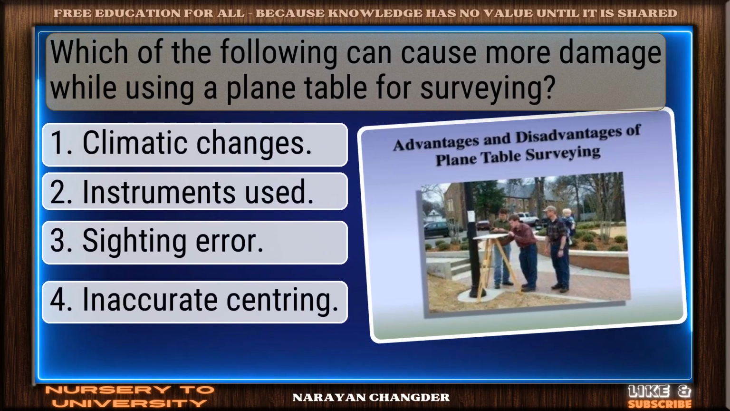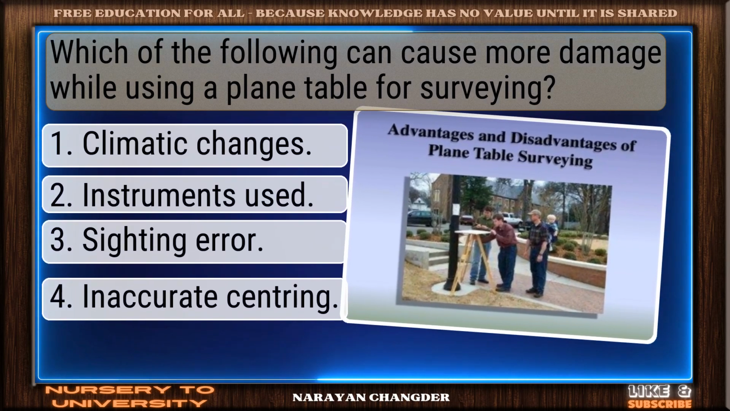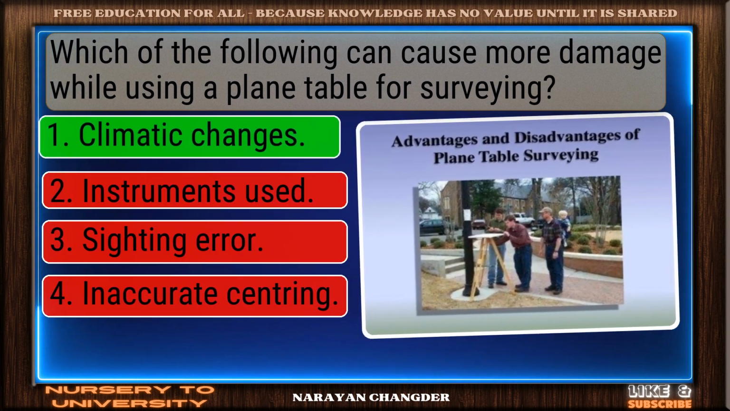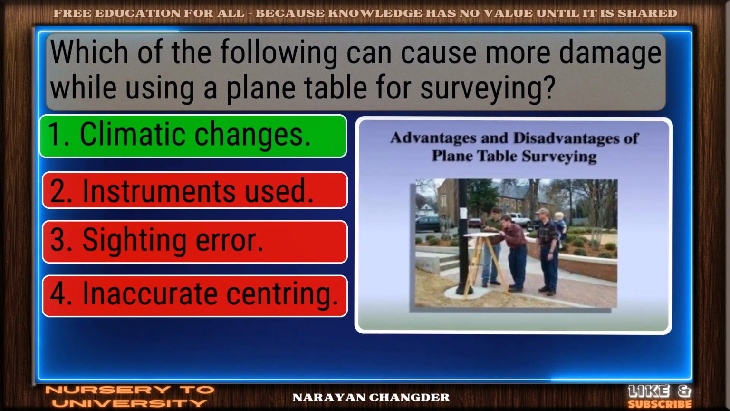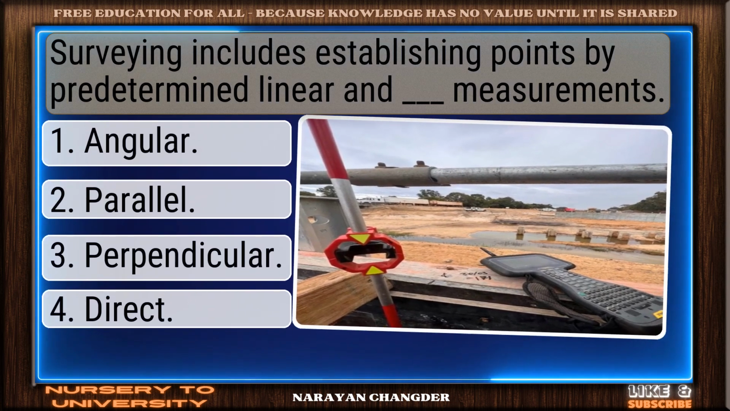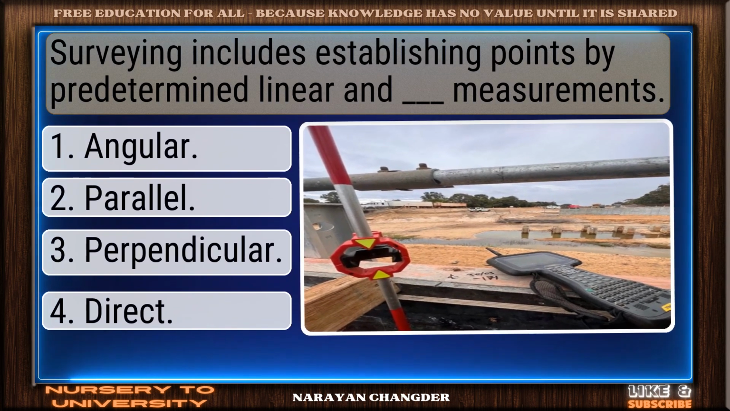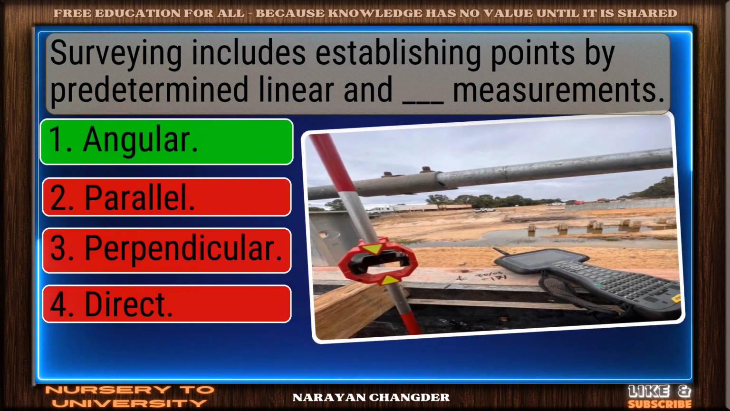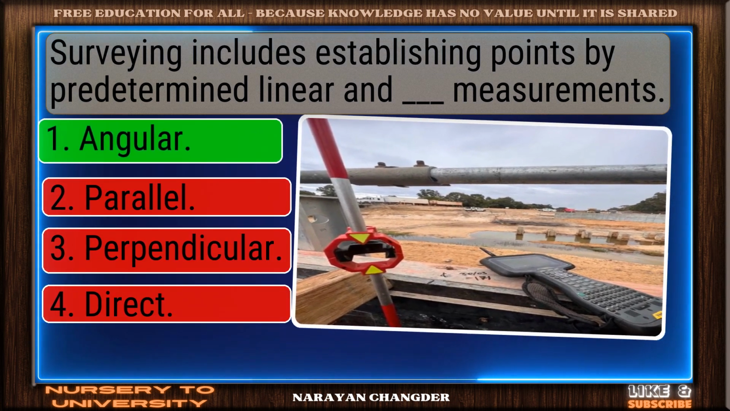Which of the following can cause more damage while using a plane table for surveying? Bravo! Climatic changes is the answer. Surveying includes establishing points by predetermined linear and angular measurements. Correct. Angular is the right answer.